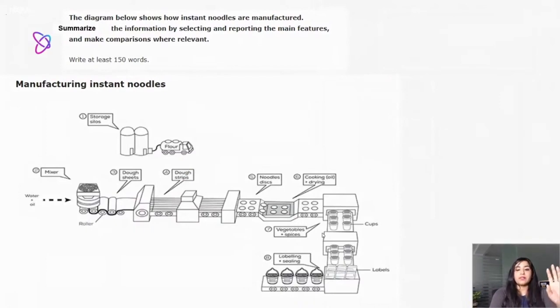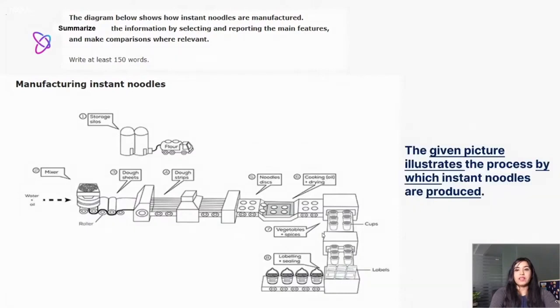Now, let's create our introduction sentence, or paragraph 1. Let's rephrase and say, the given picture illustrates the process by which instant noodles are produced. So here, we've changed "the diagram below shows" to "the given picture illustrates". It's the same meaning, but we've just rephrased it. The process by which, we're using our sequencing words, and that's boosting our score. And instead of saying manufactured, we've used the word produced. So this is an example of an introduction that you can give.